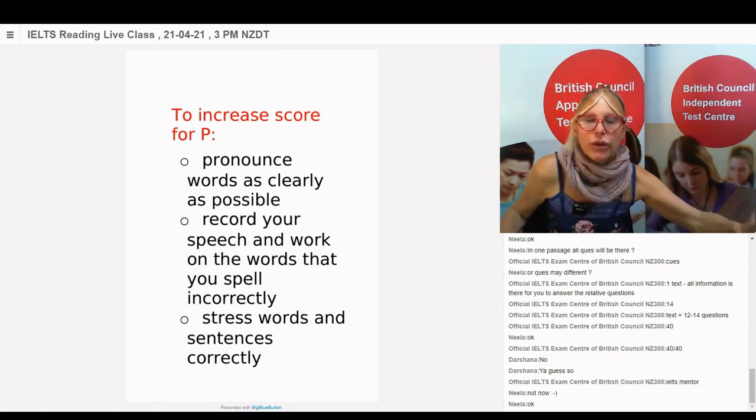One of the best ways to improve your pronunciation is to listen to native speakers.